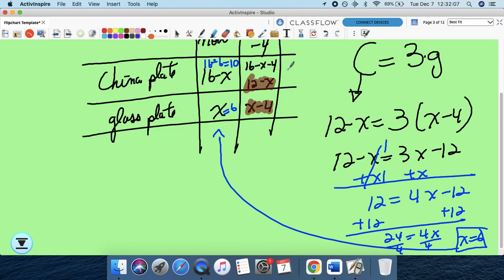4 years ago, the China plate was 6 years old, and the glass plate was 2 years old. And look at the relationship. One was 3 times as much as the other. And they are. So it just takes a little bit of getting used to, but it's one of those that maybe you need just to work out a few more problems and you get the hang of it.